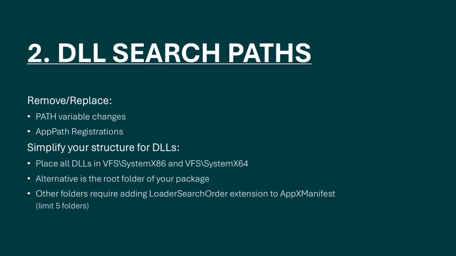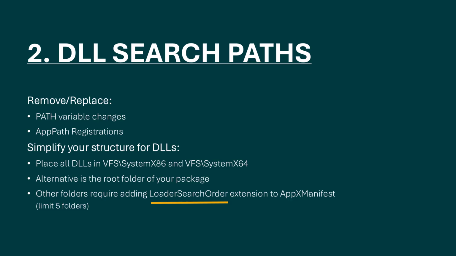The simplest thing to do is just to organize the DLLs within your package in places that the MSIX runtime would automatically check. This can mean placing them directly in the root folder of your package, but only if you don't have 32 and 64-bit DLLs that have the same name. But a better solution might be placing them in the VFS System x64 folder or VFS System x86 folder as appropriate. A third technique is to use a loader search order element in the AppX manifest file.